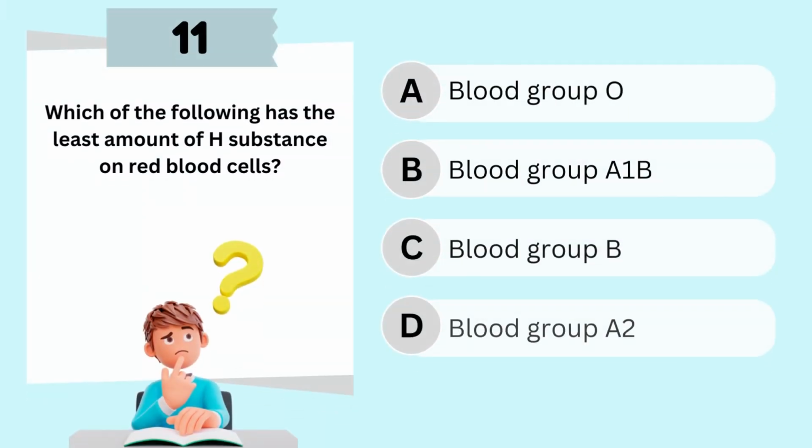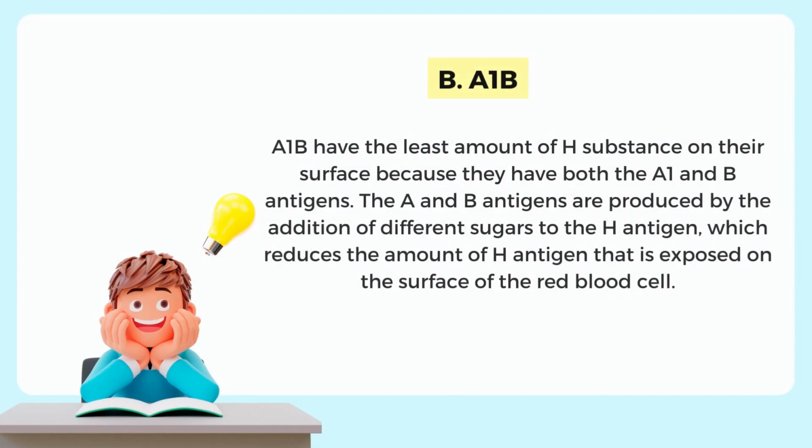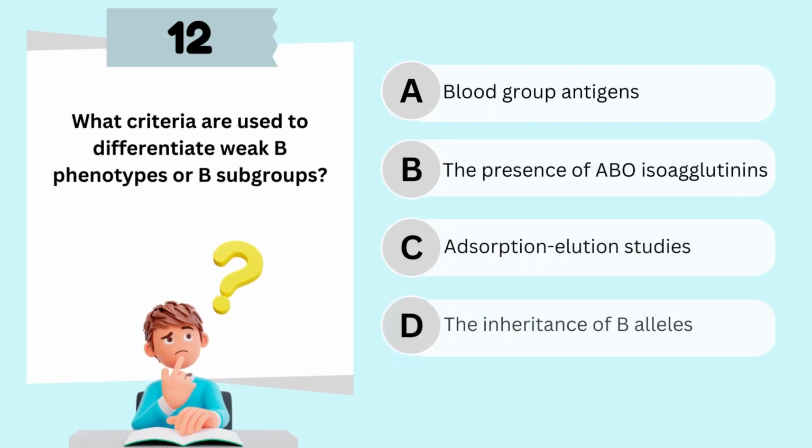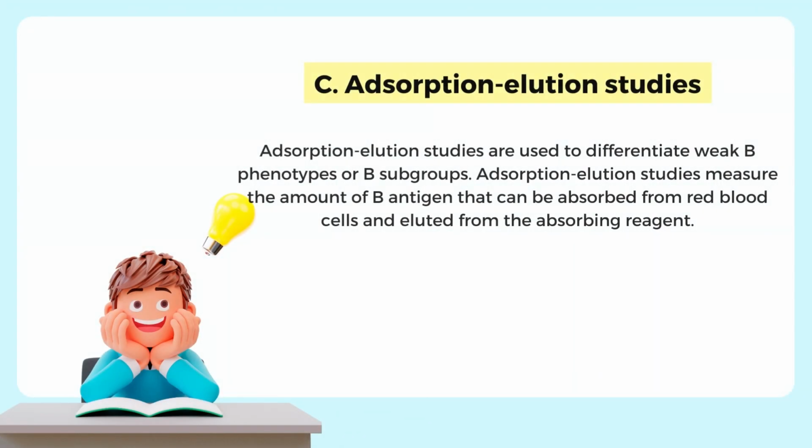Which of the following has the least amount of H substance on red blood cells? The correct answer is B. A1B blood group. What criteria are used to differentiate weak B phenotypes or B subgroups? The correct answer is C. Adsorption elution studies.